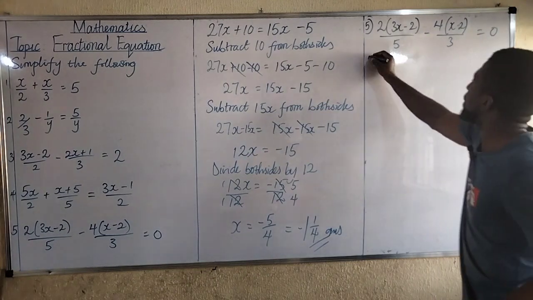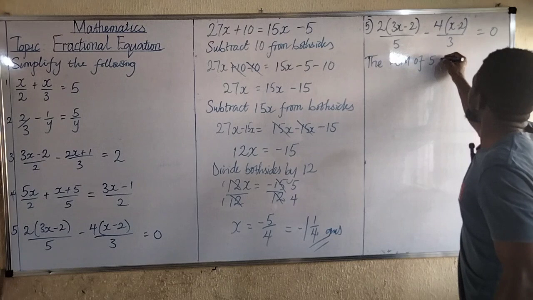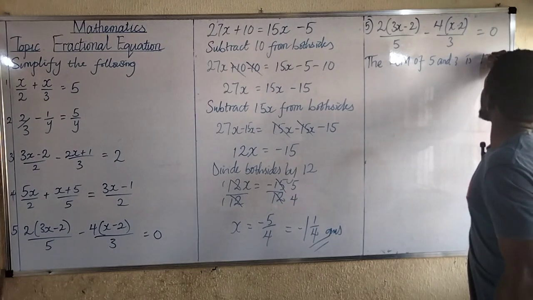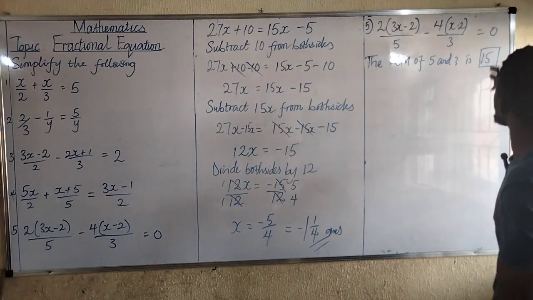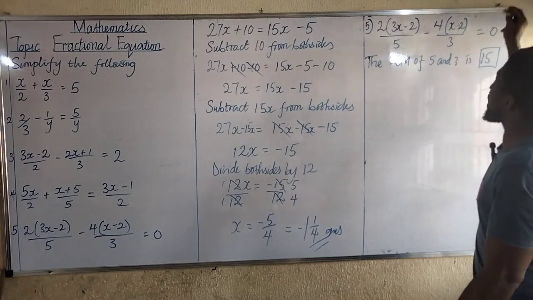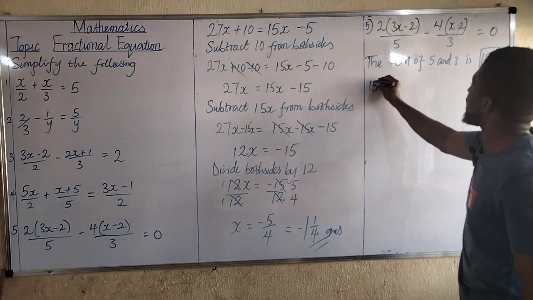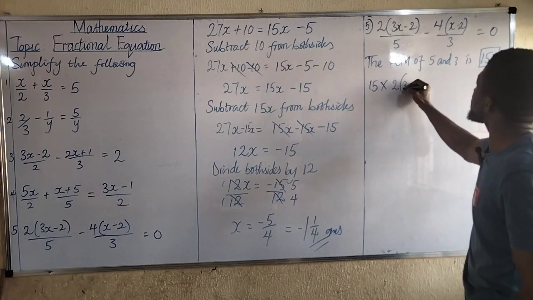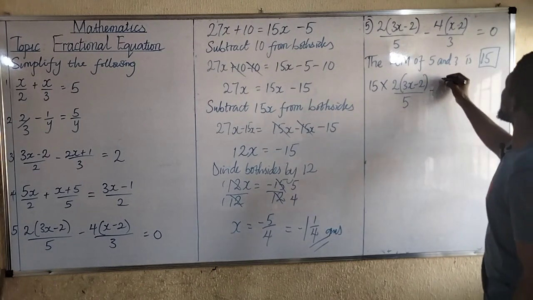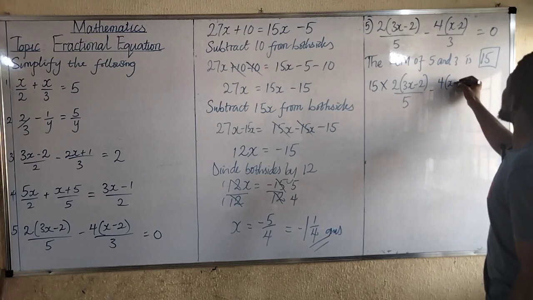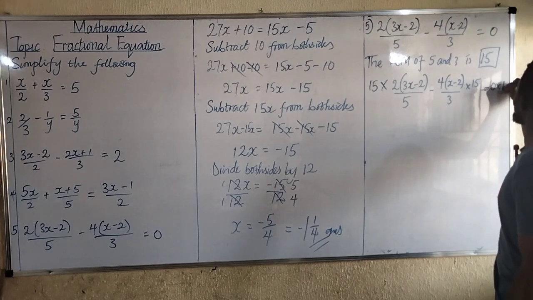What is the LCM of 3 and 5? The LCM of 5 and 3 is 15. Now that we know that the LCM is 15, we use this LCM to multiply these two fractions and the 0 on the other side. So we have 15 times 2 bracket open, 3x minus 2 bracket closes all over 5, minus 4 bracket open x minus 2 bracket closes all over 3, times 15 equal to 0 times 15.